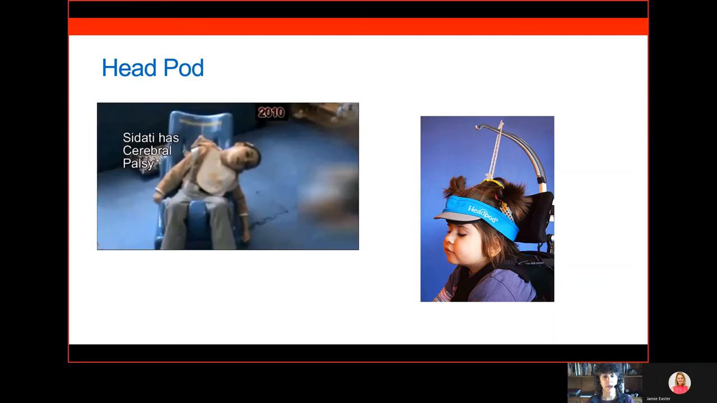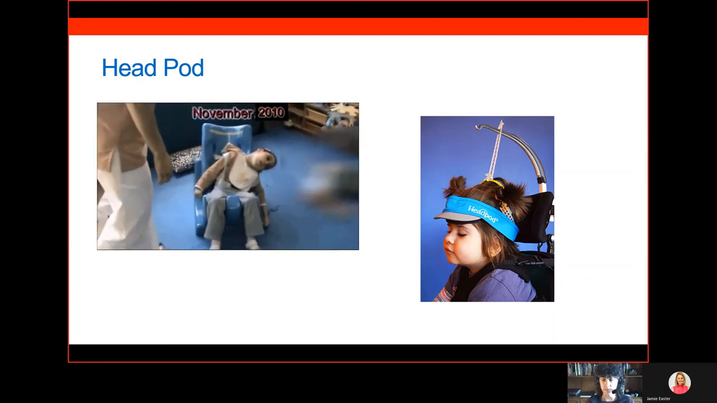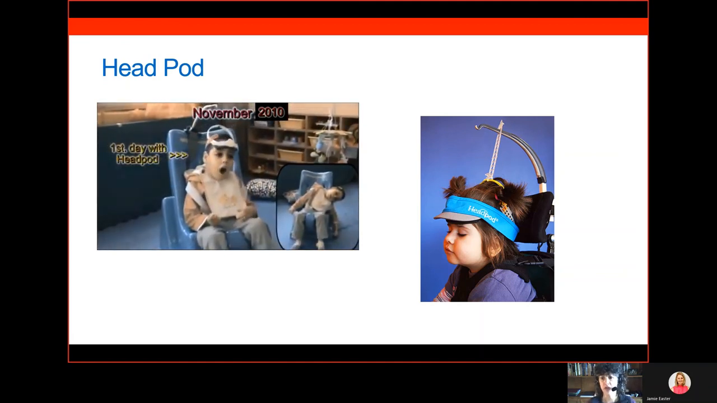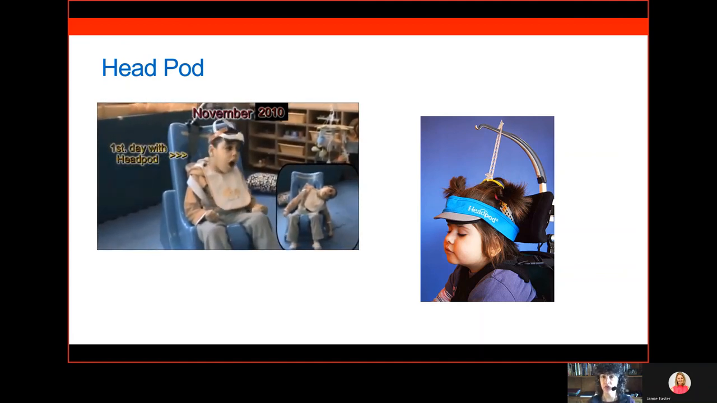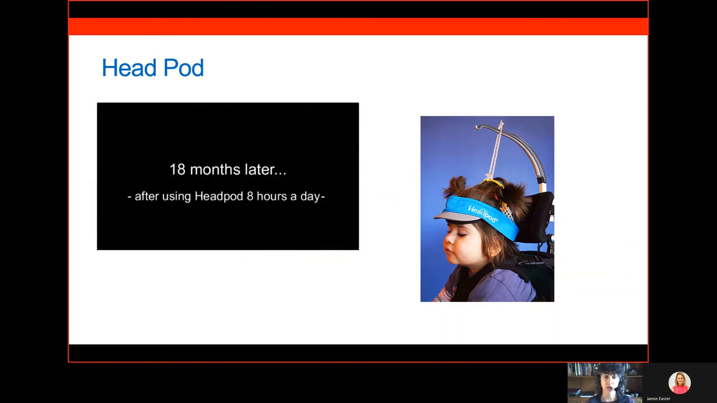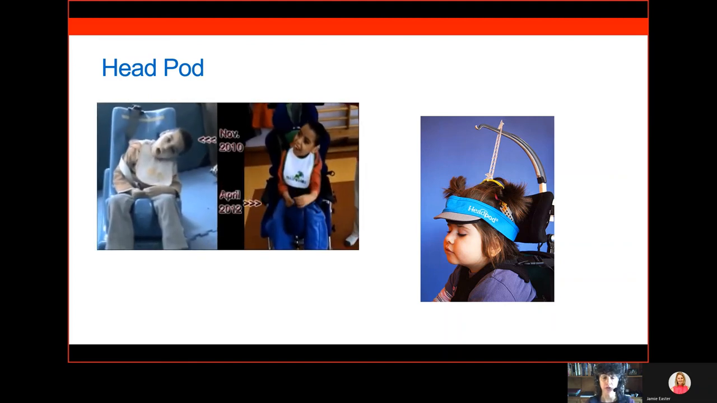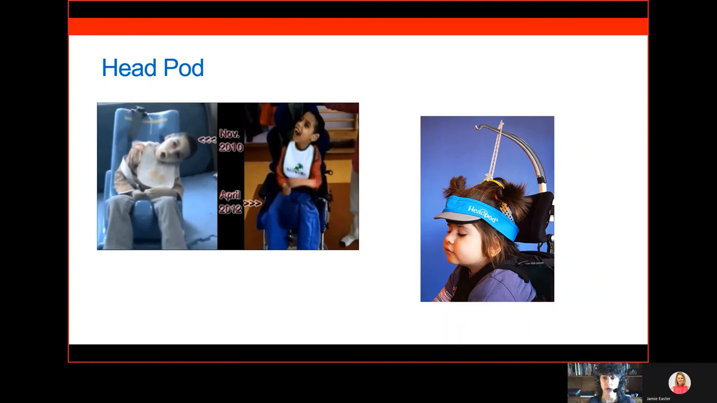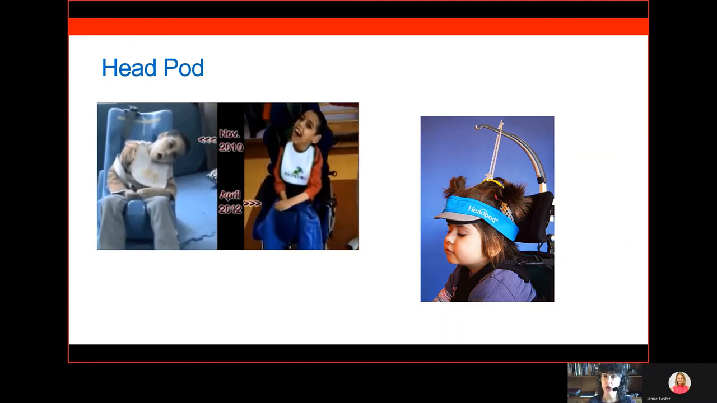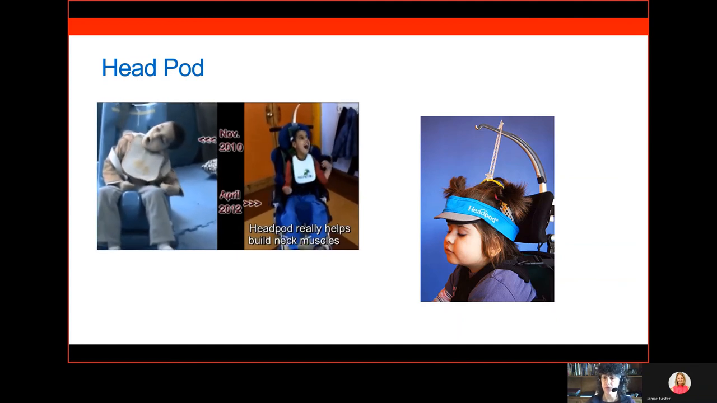And then we have the head pod. Now, the head pod is a very unique intervention. It was originally designed not as a head positioning system, but as a therapeutic device. It was designed to use with young children to improve their head control, and it works. It works very well, and you can see some of that in this video here. But people did start using this on wheelchairs and other seating systems.